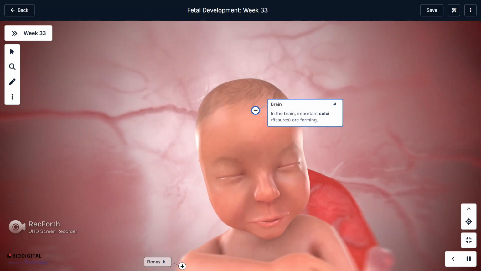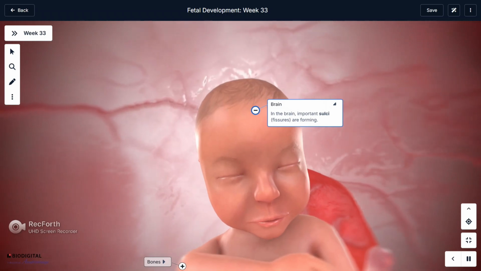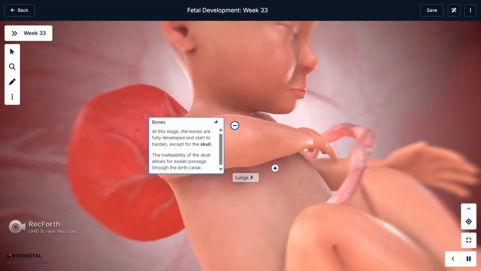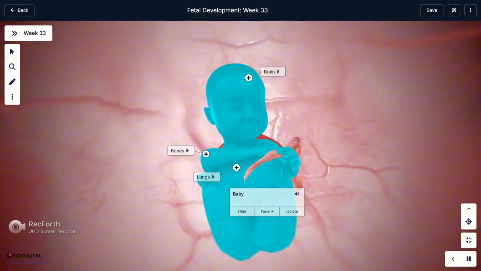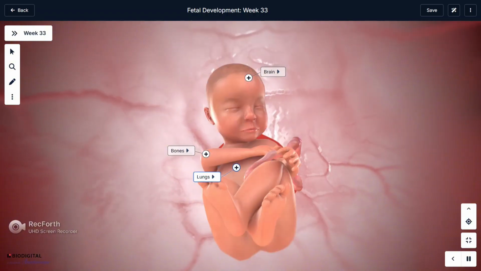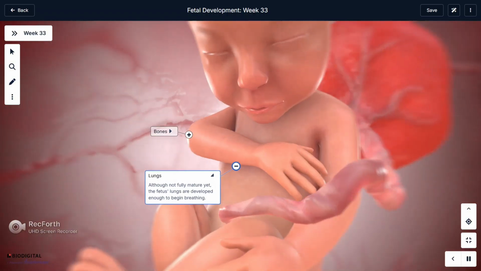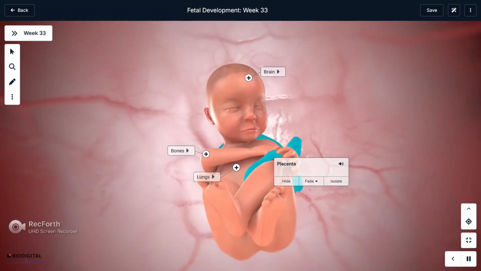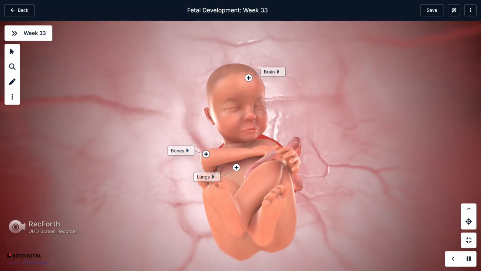And by week 33, in the brain, important sulci or fissures are forming. At this stage, the bones are fully developed and start to harden, except for the skull. The malleability of the skull allows for easier passage through the birth canal. Although not fully mature yet, the fetus's lungs are developed enough to begin breathing. And this is now the fetus by week 33.